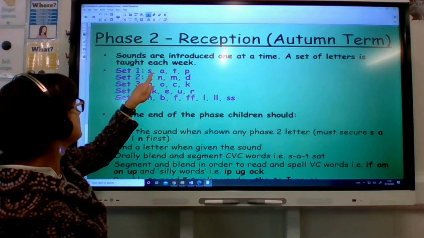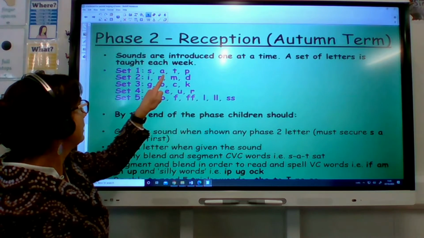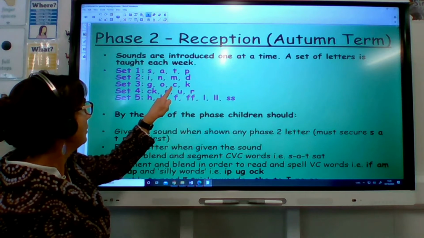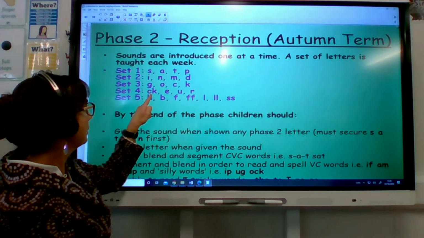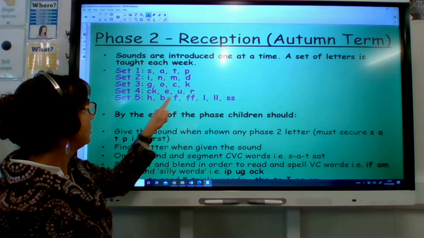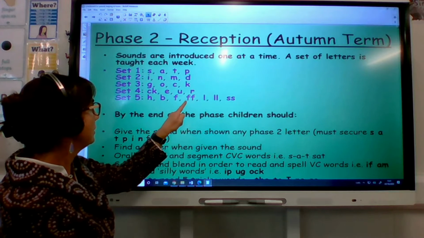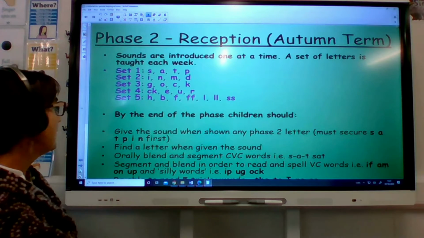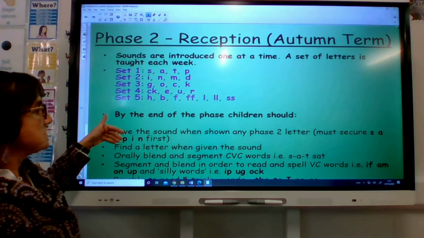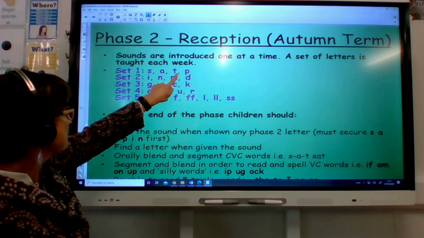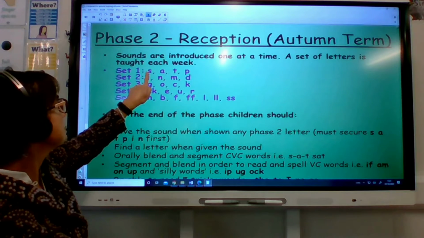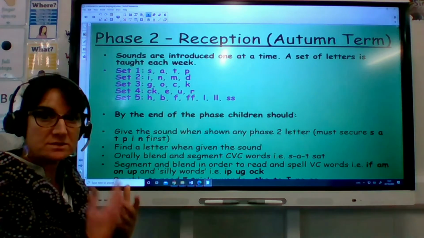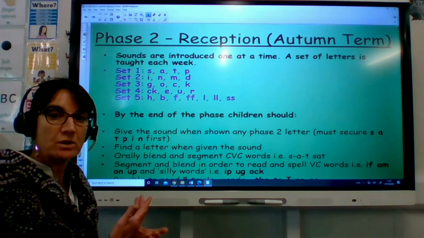Okay, so we've got s, a, t, p, i, n, m, d, g, o, k, e, u, r, b, f, l. Okay, so the children need to be able to recognize these, and these are the strongest sounds. So that's why we start with s, a, t, p, i, n, m, d. We can start to build words when we know those sounds.